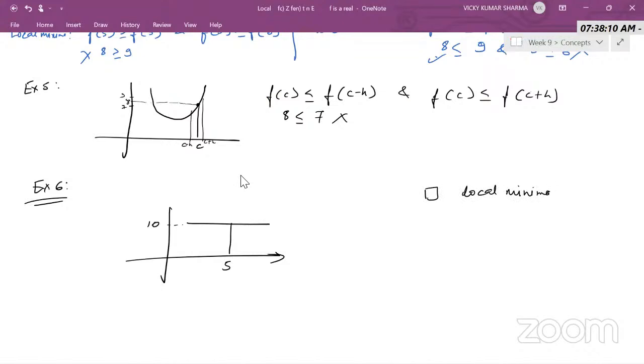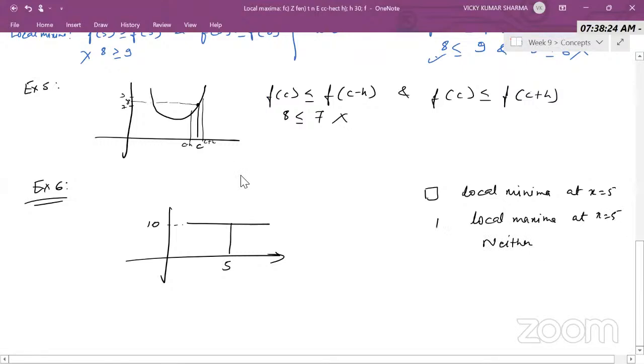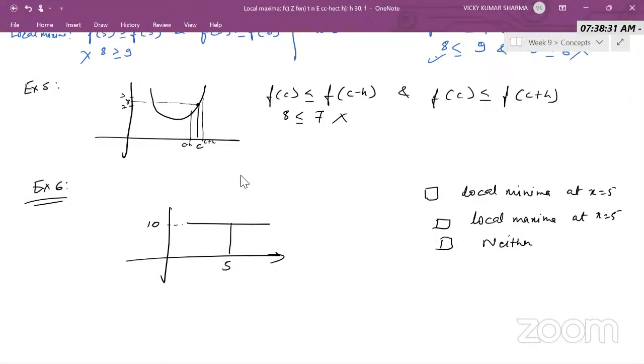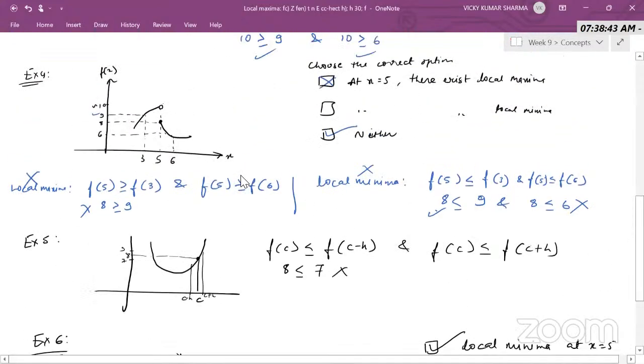It would be both, sir, because in the definition it is less than or equal to, or greater than or equal to. C minus H, C and C plus H, all values are the same here. Just tell me yes or no. Both exist, because it fulfills the definition of both, right?